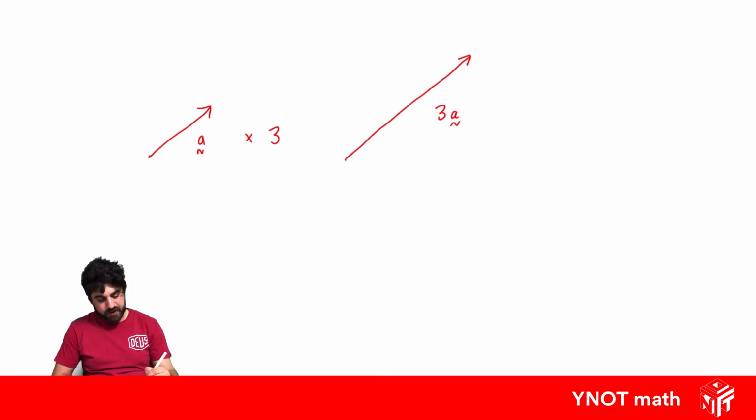So if we had another vector B, and we multiply that by a third, that would shrink down the vector by a factor of a third, and this would be a third of B.